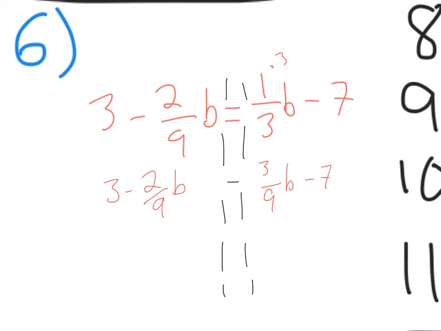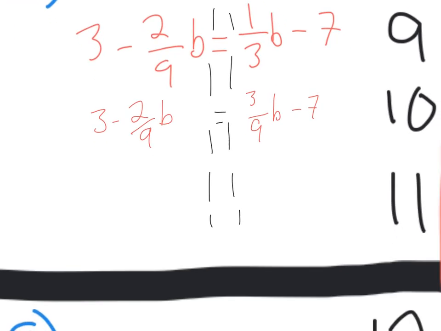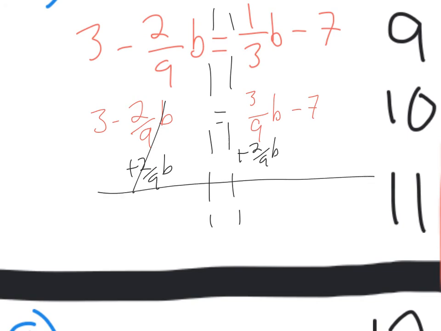Okay, now we can solve. Add 2 over 9 b to this side. That'll cancel that out. Add 2 over 9 b to this side. We get 3 over 9 plus 2 over 9 makes 5 over 9 b minus 7. Add 7 to both sides, and you get 5 over 9 b is equal to 10.